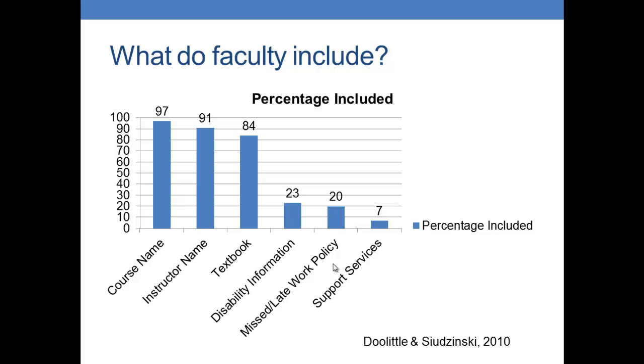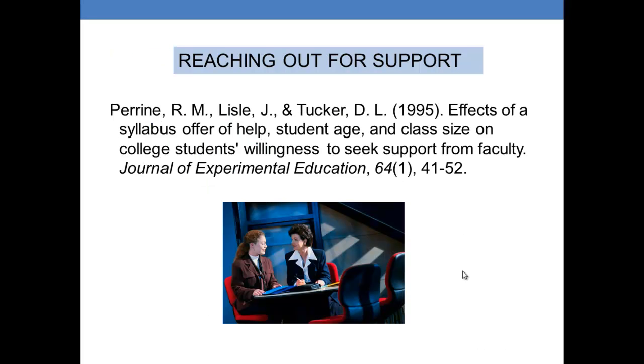Obviously some of this key information was included by most people. I'm not really sure why these are not at 100%, but hopefully course name, instructor name, and textbook should be on every single syllabus out there. But what they really noticed was a huge lack of information regarding policy information and support services that can help students. This was pretty problematic because these were viewed as important to include, and yet they weren't.